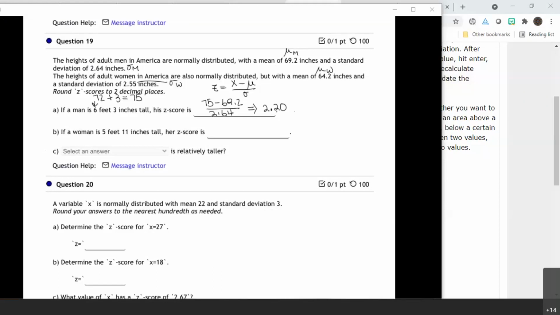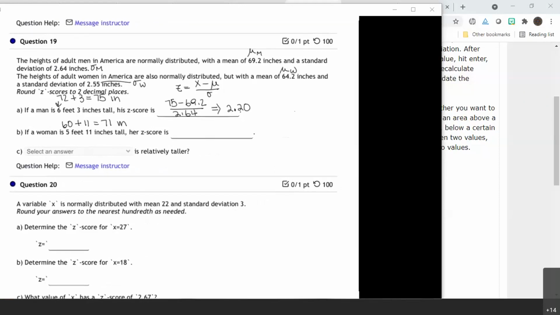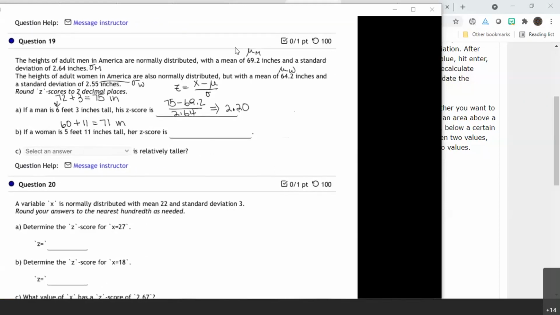Now we want to take a woman who's 5'11". 5 feet is 60 plus 11, that's 71 inches. Convert the heights to inches, because that's what your distribution gives you as the means and standard deviations. So a 71-inch woman, and the mean is 64.2. I'm using the women's data now. I'm computing her z-score, and it comes out to be 2.67.